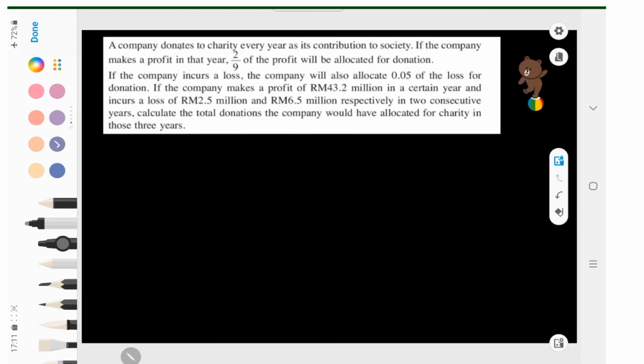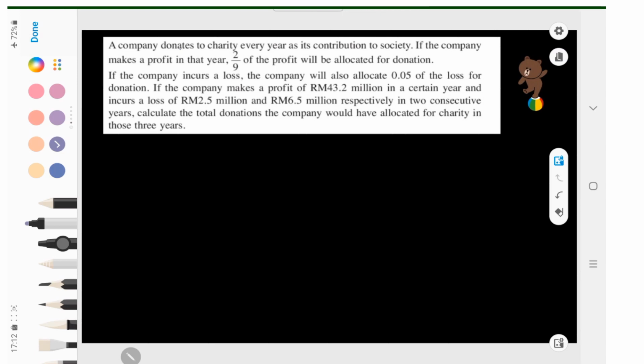A company donates to charity every year as its contribution to society. If the company makes a profit in that year, 2/9 of the profit will be allocated for donation. If the company incurs a loss, the company will also allocate 0.05 of the loss for the donation. If the company makes a profit of 43.2 million ringgit in a certain year and incurs a loss of 2.5 million ringgit and 6.5 million ringgit respectively in 2 consecutive years, calculate the total donations the company would have allocated for charity in those 3 years.